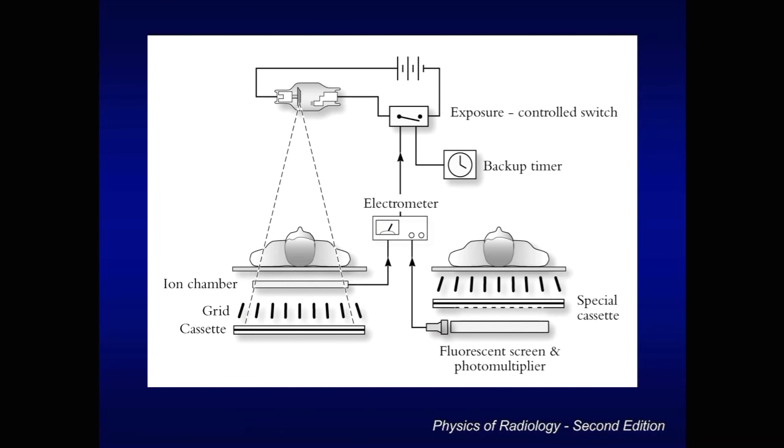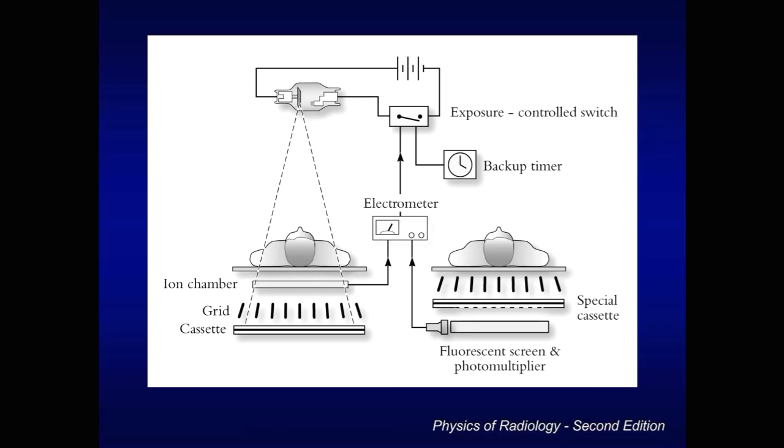Here's another example of the comparison between the ionization chamber and the phototimer. To reiterate, the ionization chamber shown on the left is filled with air and connected to a meter and an exposure switch. When exposed to X-ray photons, the air in the chamber becomes ionized, sending an electrical signal to the meter. When the meter receives a predetermined amount of radiation, the exposure switch is activated and the radiation ends.